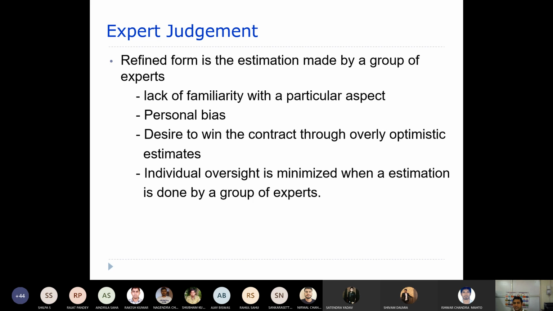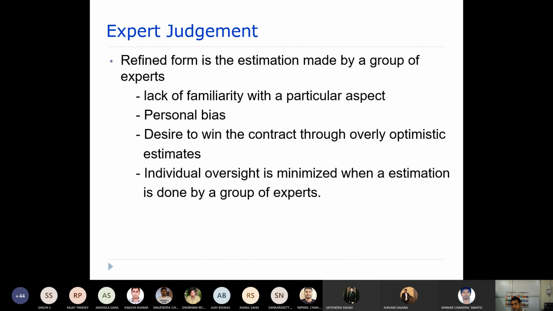All right, there is expert judgment. The refined form is the estimation made by a group of experts. If you want to remove bias, because if you take only one expert he may be biased towards a certain number of activities, then to remove those biases maybe you can go with a group of experts.